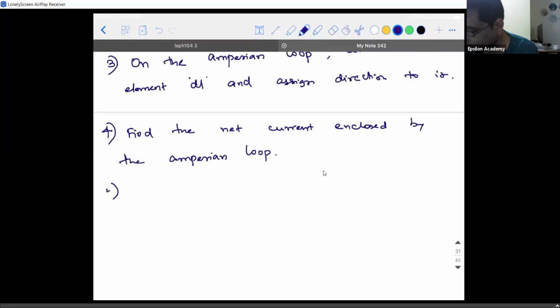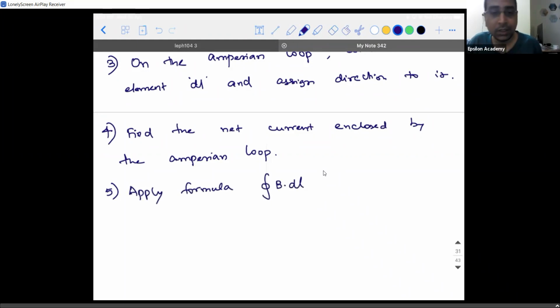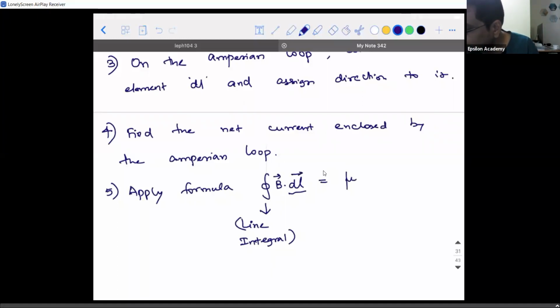And the fifth point is apply the formula. See here, though I put a line like this and a circle, it's not read as loop integral, rather it is read as line integral only. The reason why it is read as line integral is because you are integrating with respect to distance. That's the only reason. So apply the formula. Line integral of B vector dot dl vector is equal to mu naught into I net.